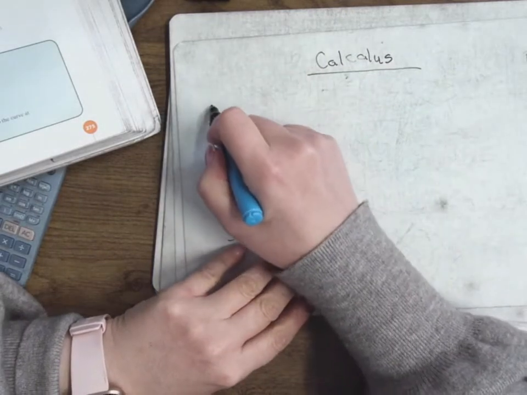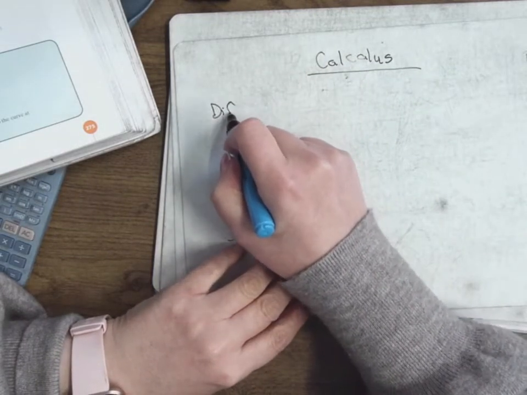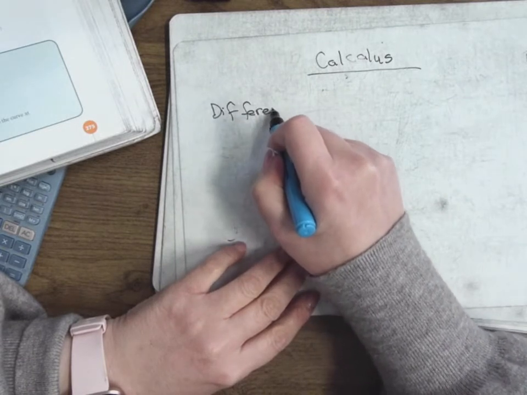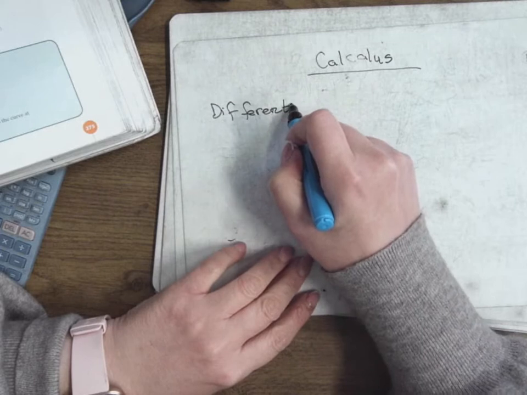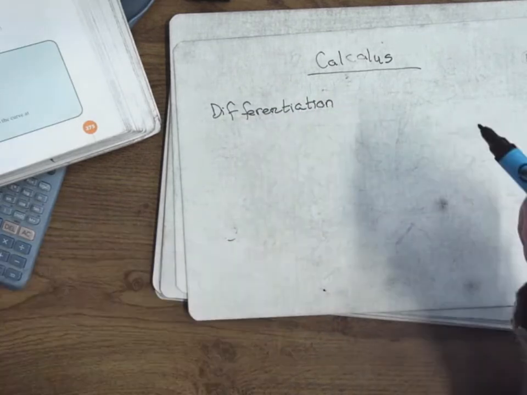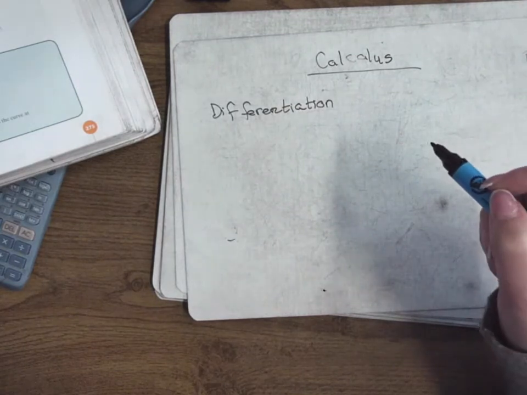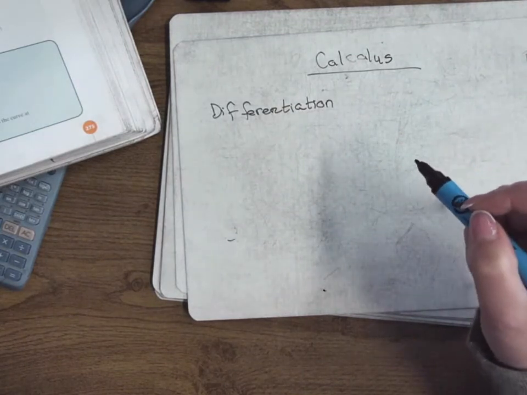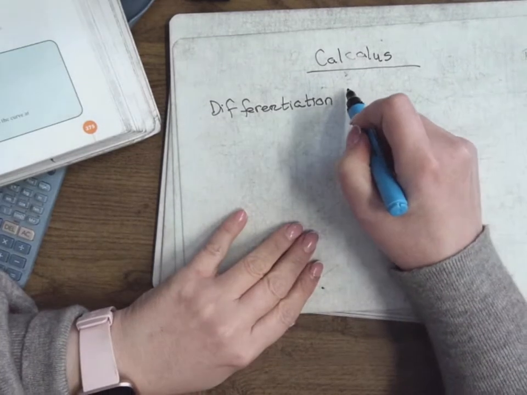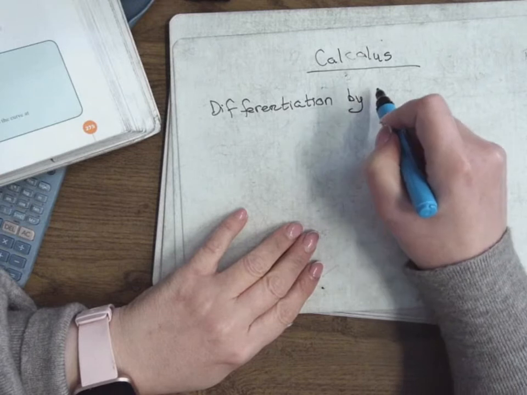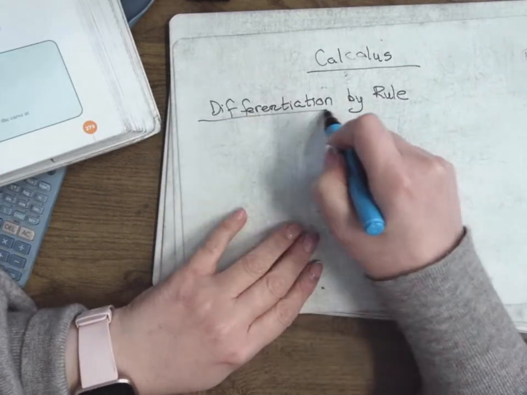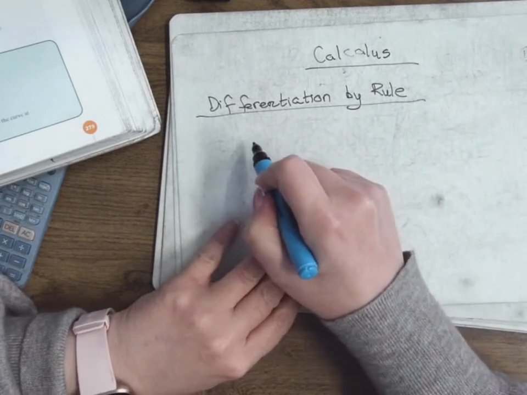Okay, so differentiation by rule. So that's what we're doing here. We're differentiating. Calculus covers, for your leaving cert, two topics: differentiation and integration. Differentiation will be this year. Integration might be at the end of the year, but I don't think it'll probably be until next year. Okay, so differentiating by rule. So we'll be given a function.